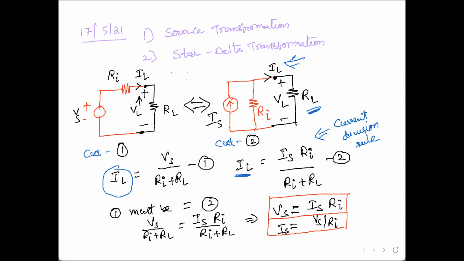One must be equal to two. So I have equated Vs by Ri plus RL to Is into Ri by Ri plus RL. The denominators are the same, so that means we get Vs is equal to Is into Ri.